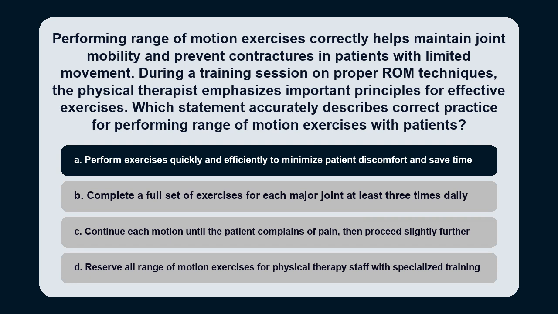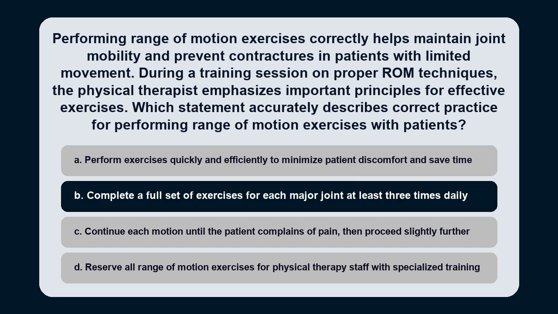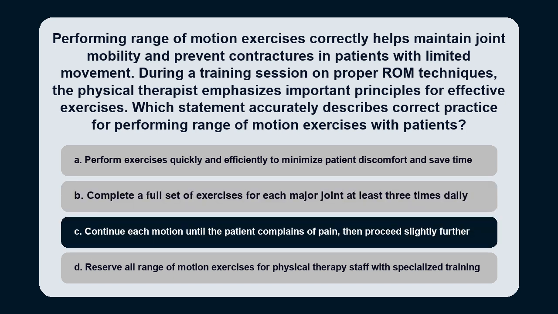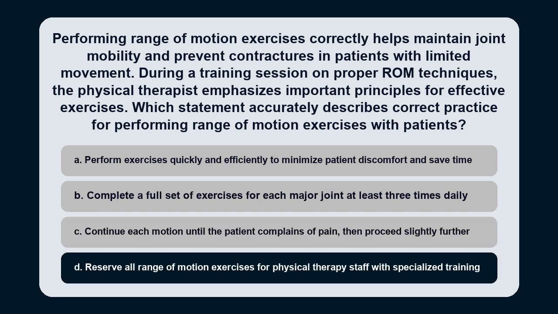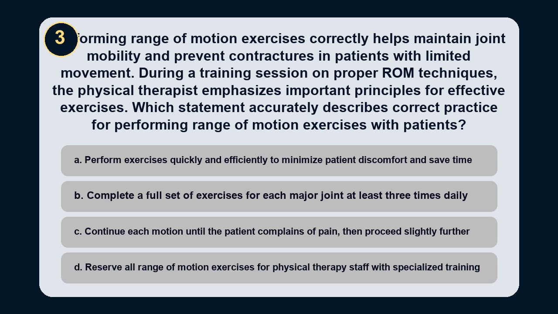Option A. Perform exercises quickly and efficiently to minimize patient discomfort and save time. Option B. Complete a full set of exercises for each major joint at least 3 times daily. Option C. Continue each motion until the patient complains of pain, then proceed slightly further. Option D. Reserve all range of motion exercises for physical therapy staff with specialized training.